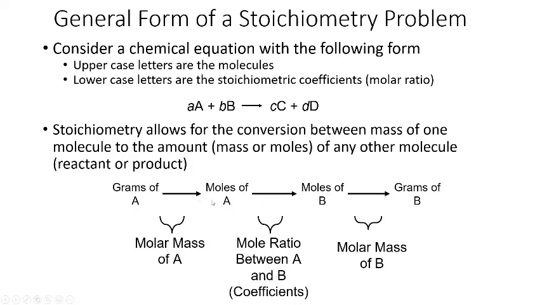Once we have this flow chart of the identity of each substance that we have to convert to, we can identify that each of these arrows is a different conversion factor. To convert from grams of A to moles of A, we need the molar mass of A. To convert between moles of A and moles of B, we need the molar ratio between A and B, which is simply your stoichiometric coefficients. Then to convert back from moles of B to grams of B, we again need the molar mass of B. Hopefully if you're confused at all, this will become much clearer in our upcoming examples.